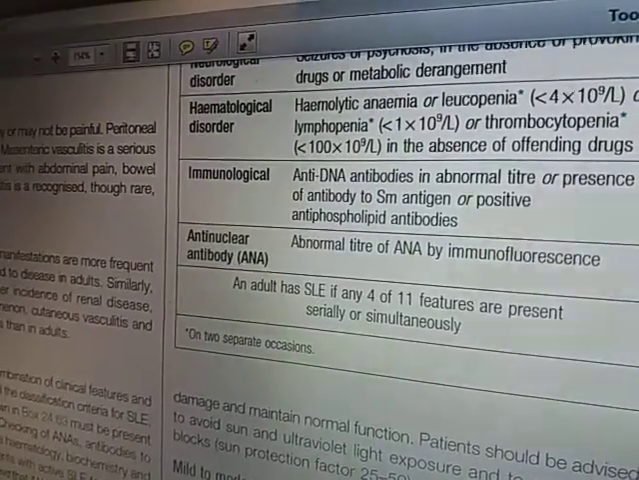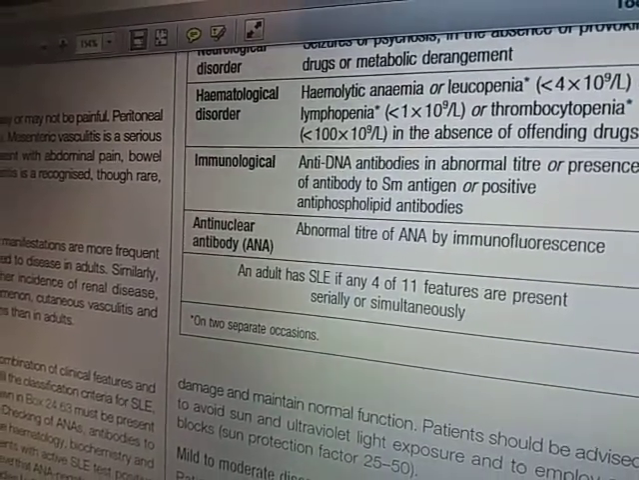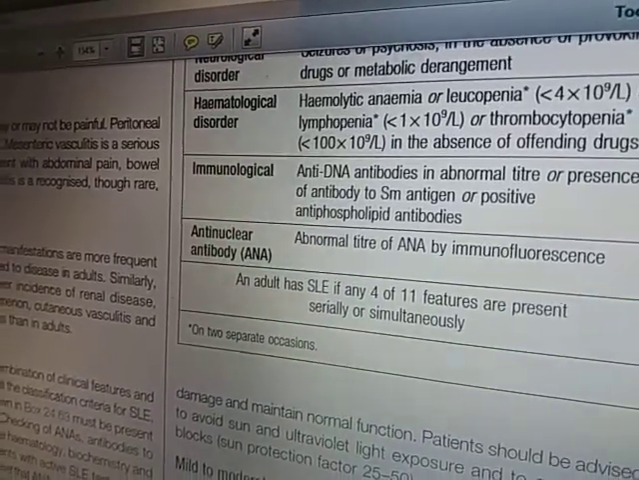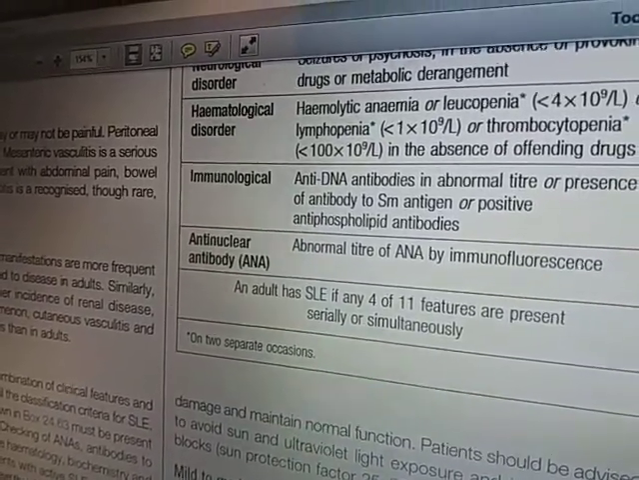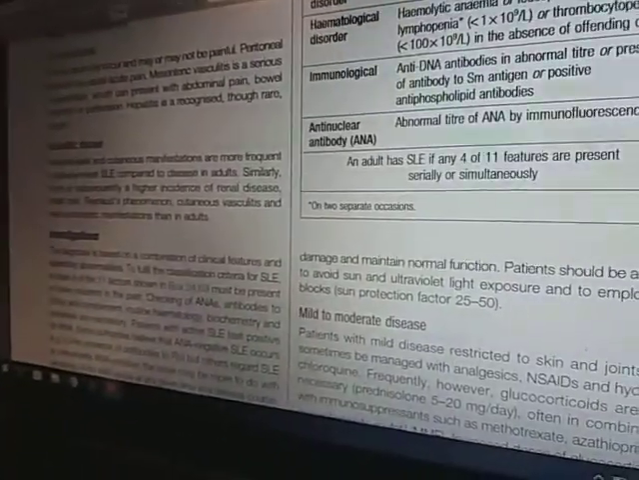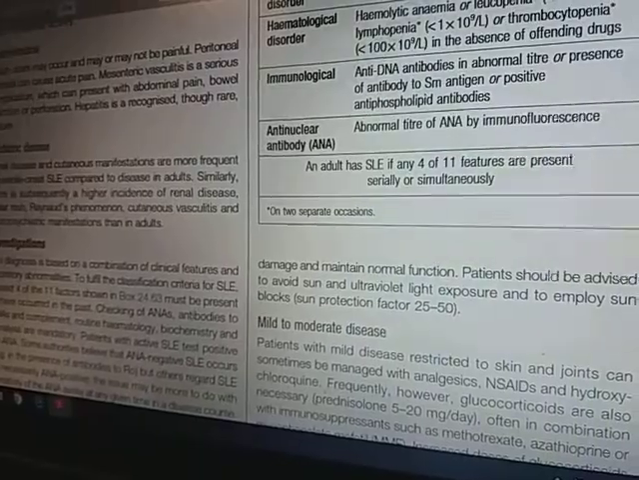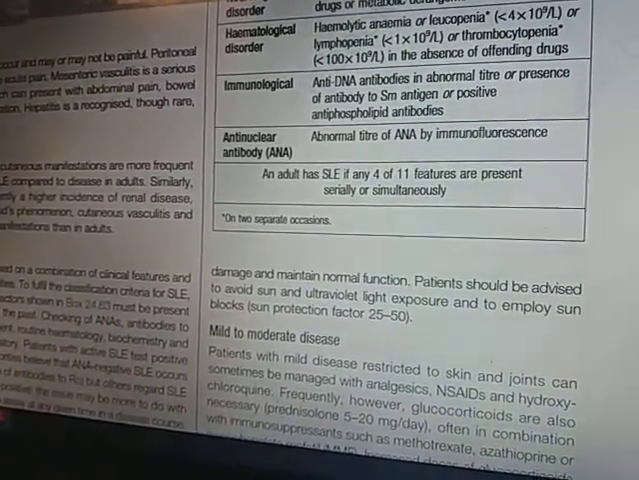CRP, C-reactive protein, is normal in active SLE except in the presence of coexisting infection. One of the classical features in SLE is a high ESR facing a very low or even negative CRP.